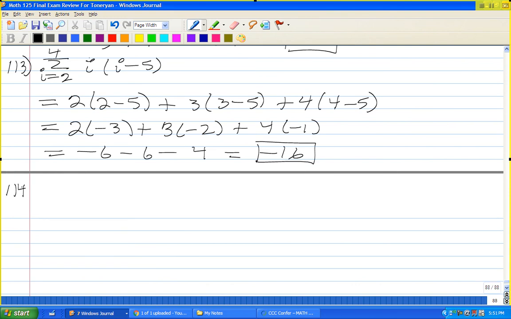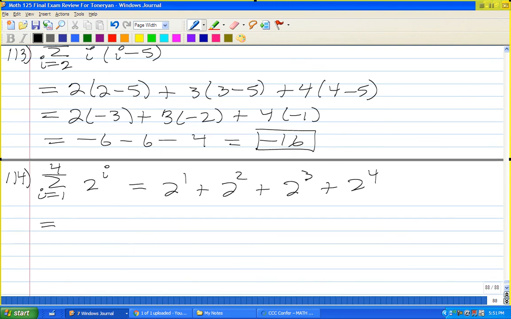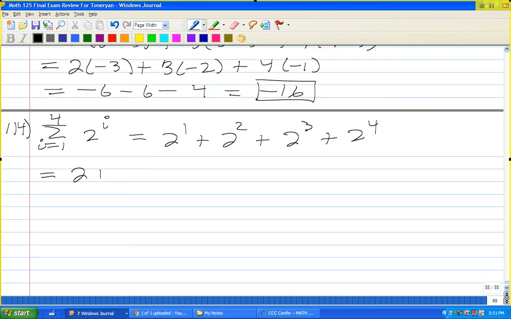Let me do 114. Wow, okay. So sum i equaling 1 to 4 of 2 to the i. So you plug in 1, 2, 3, and finally 4. And so this is equal to 2, 4, 8, 16. So if you add those all up, you get 30. And that is actually it. That was the last problem.